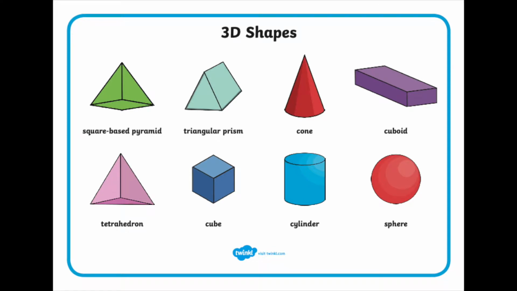Good morning, class 4. Right, yesterday we looked at 2D shapes. Today we're going to have a look at 3D shapes. These are solid shapes. I'm going to look at the sphere, a cylinder, a cube, a cuboid, and a cone. Okay, we're going to look at each one of these in more detail on the next slide.